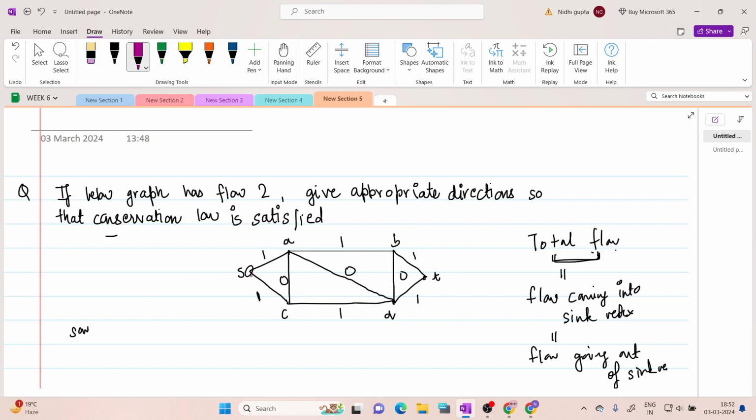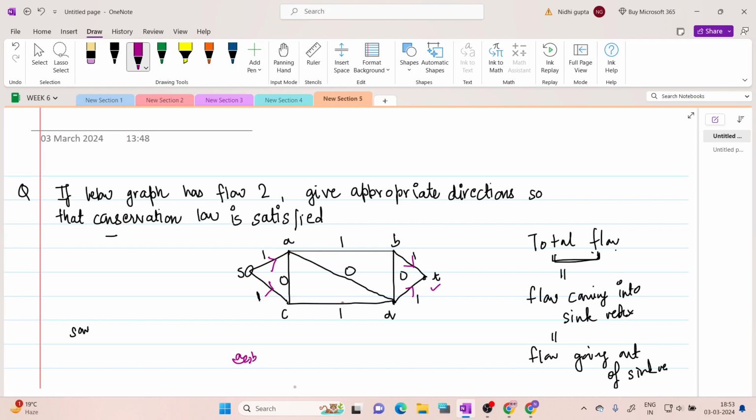So what should be the direction of SA? Should it be SA or AS? SA, because S is the source vertex. What about SC? SC. Okay. Similarly, T is the sink vertex, so BT will have this direction, and DT will have this direction. Now, what about the direction of AB? A to B.